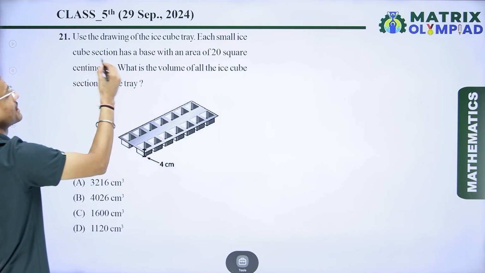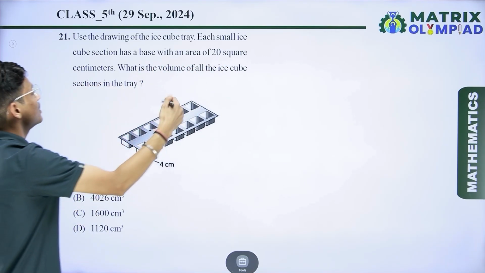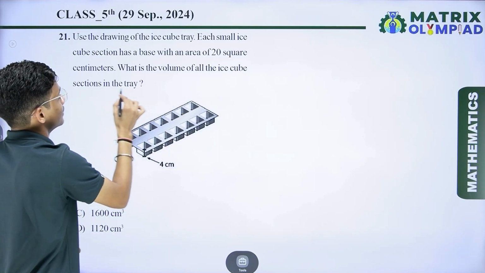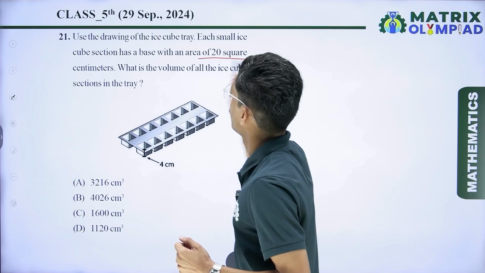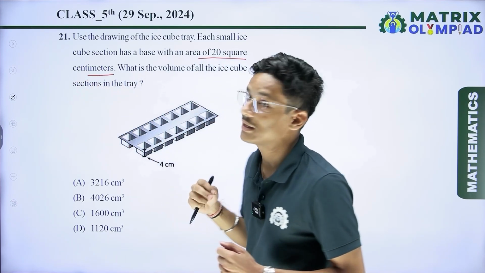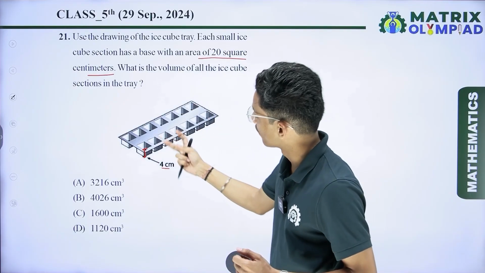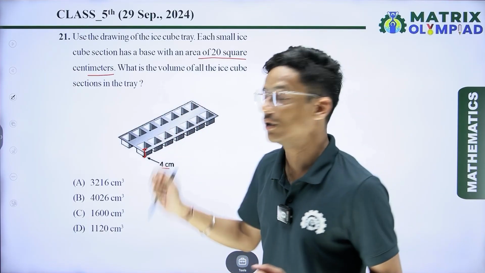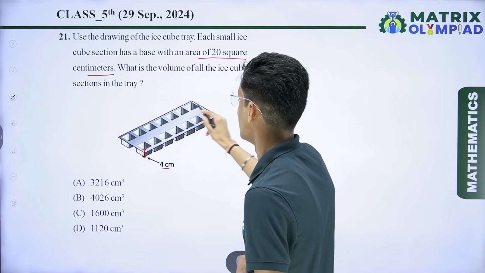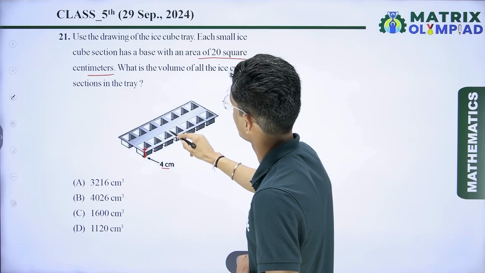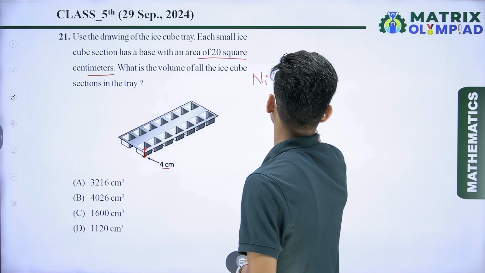Each small ice cube section has a base with an area of 20 square centimeters. What is the volume of all the ice cube sections in the tray? Here we are given the base area of a cube, 20 square centimeters, and the height of a cube is already given, that is 4. First we have to find how many cubes are in the tray. We count 1, 2, 3, 4, 5, 6, 7, 8, 9, 10, 11, 12, 13, 14. So the number of ice cubes is 14.